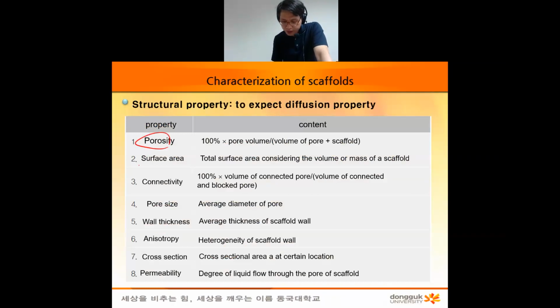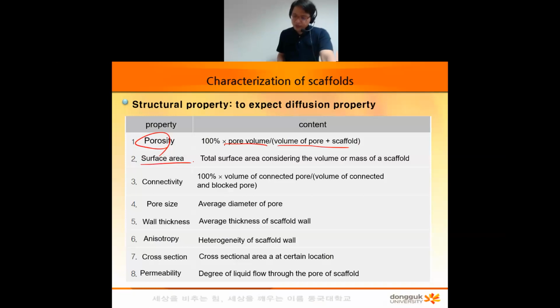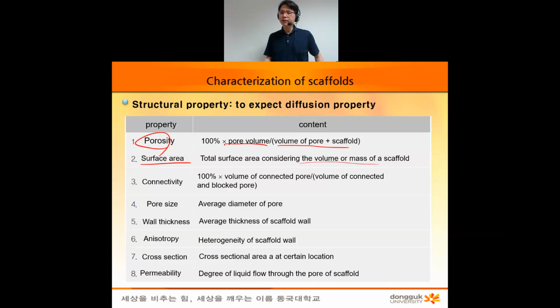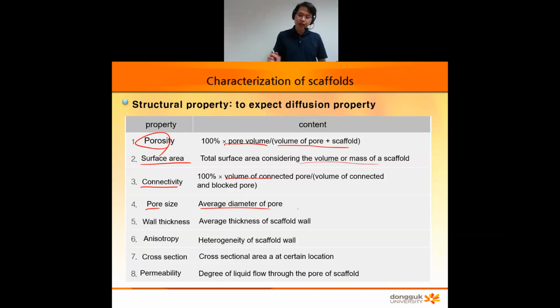These are the structural properties to expect diffusion properties. First, porosity is defined as the pore volume over the volume of pores plus scaffold. Surface area is the total surface area considering the volume or mass of a scaffold. Connectivity means the volume of connected pores over all pores, connected pores and blocked pores. Pore size is the mean pore diameter. Wall thickness is the average thickness of the scaffold.